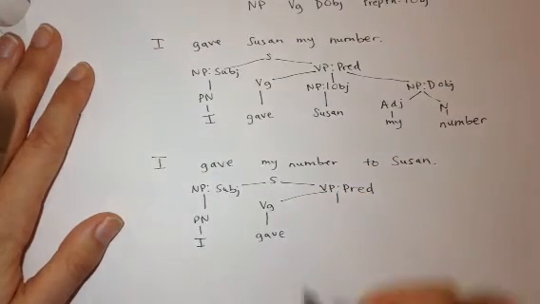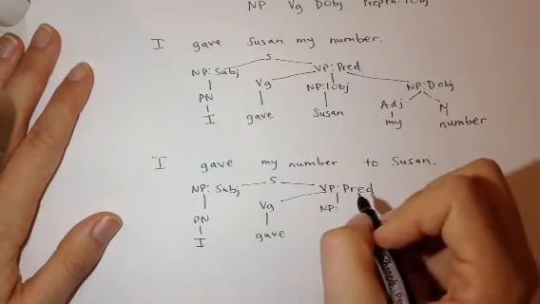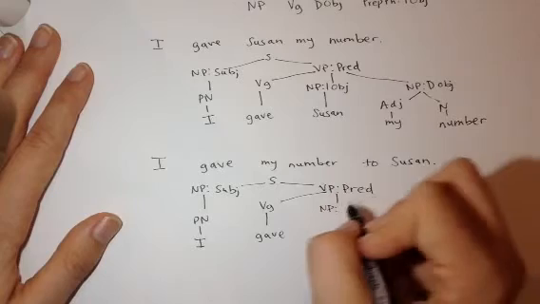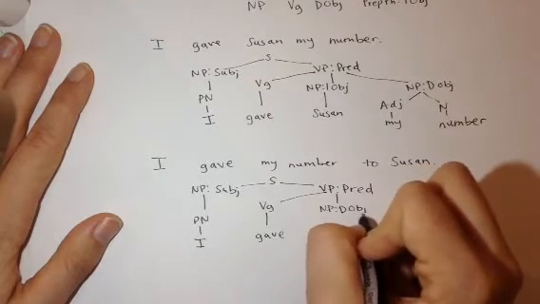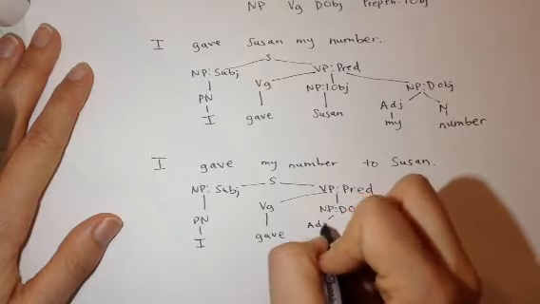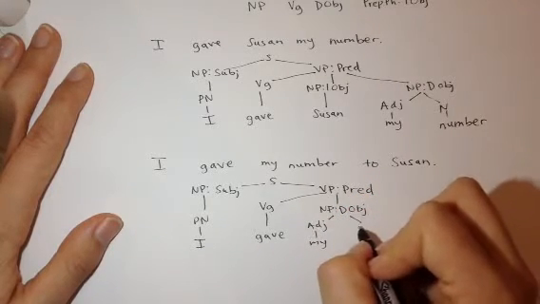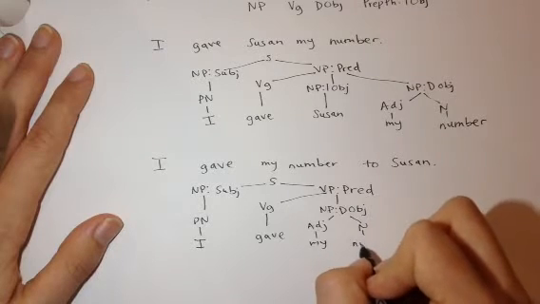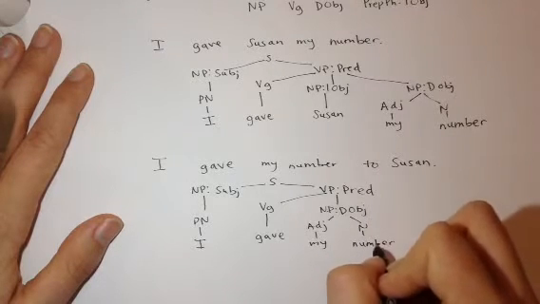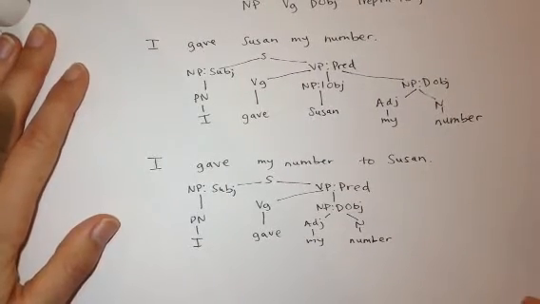We now have a noun phrase, which is our direct object, right? Because we're switching the order, the direct object. We have an adjective, my, and we have a noun, number. Okay, but here we hit something new. We have a prepositional phrase, okay?